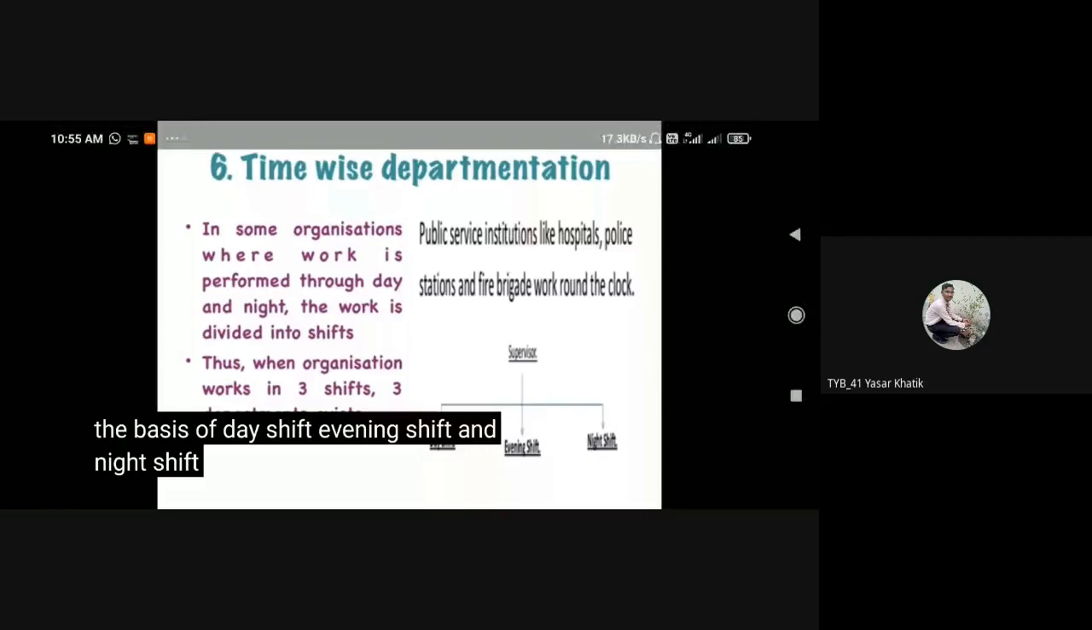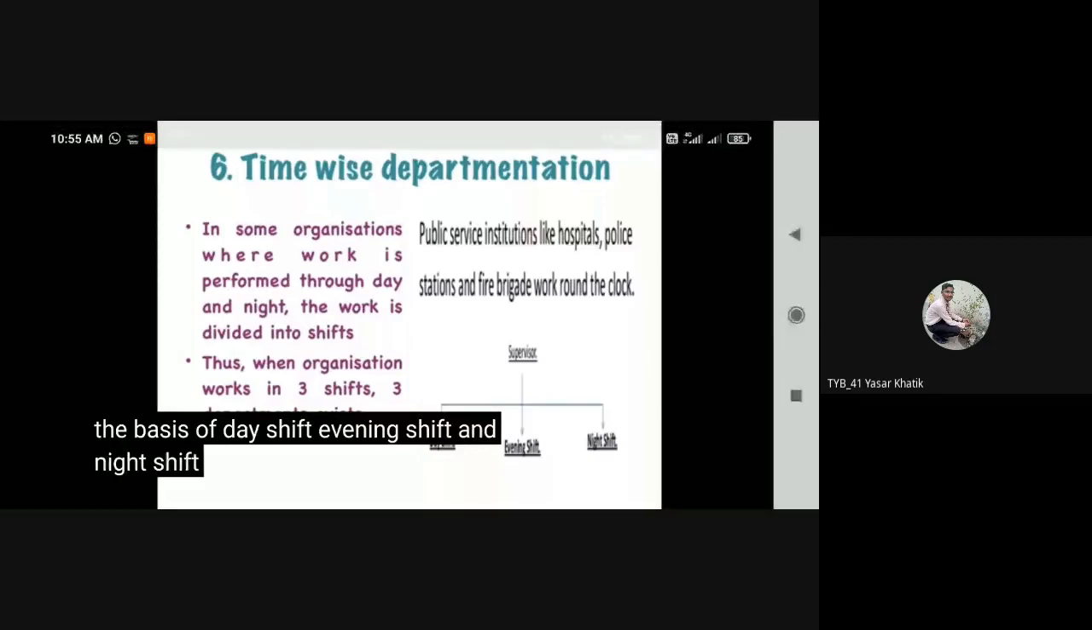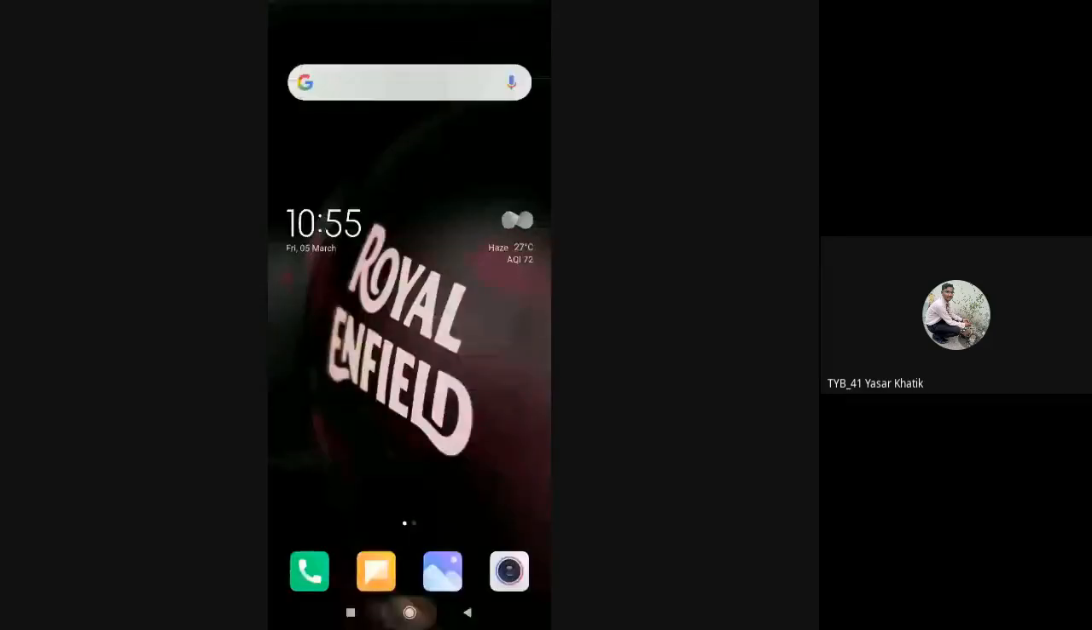So today we have seen an important point, departmentation. For today's lecture we will stop here. For the next lecture we will continue the remaining part of this chapter. So we will stop here.